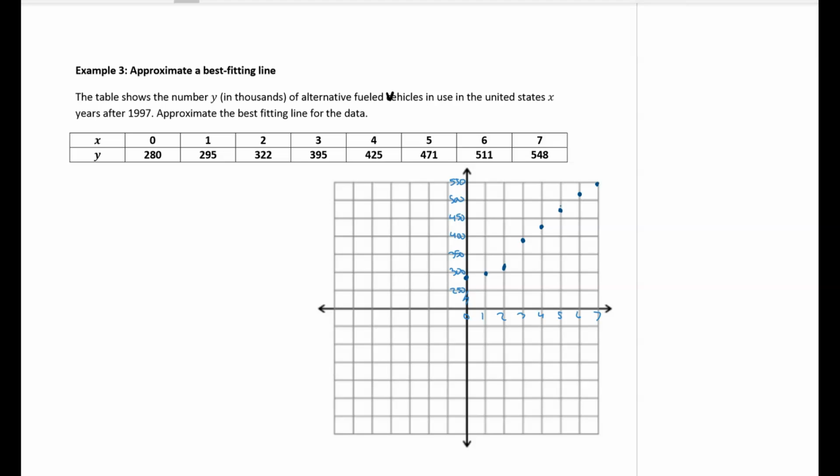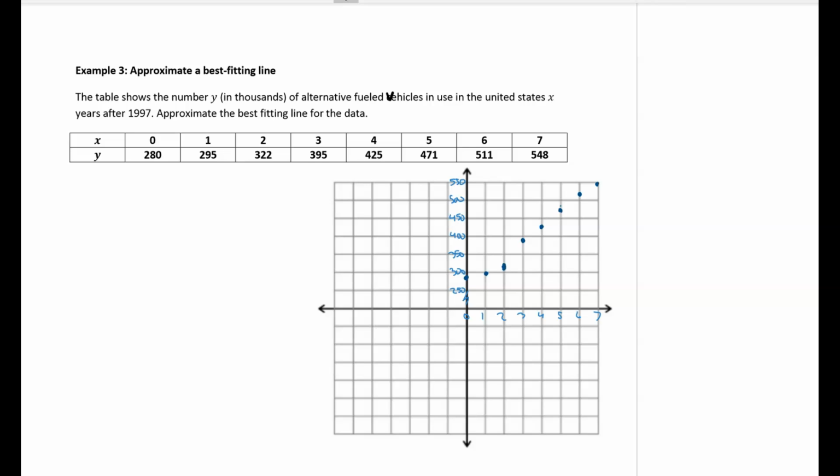Well, basically you want to choose 2 points that would best fit this line and use those 2 points to make an equation of the line. So I'm going to choose, well, you typically want to choose the best values that would fit the line, and this is really where it's a matter of opinion. I would choose this point. I'm going to choose that x value of 1 and y value of 295, and I'm going to choose this y value of 548 with an x value of 7.